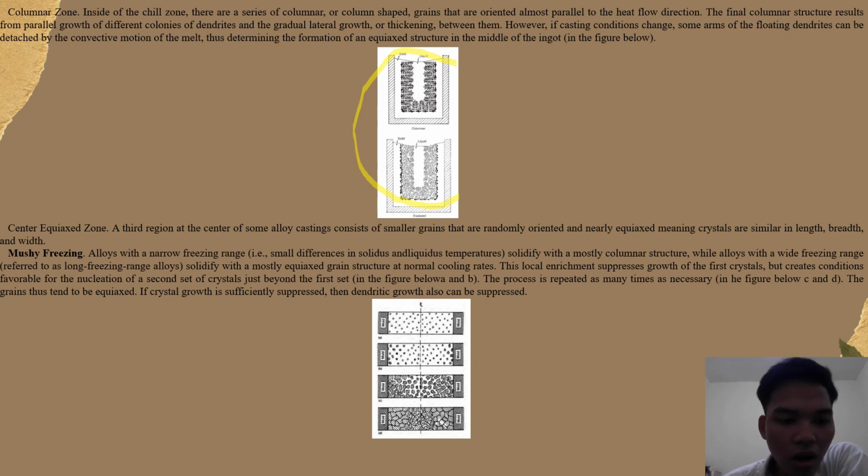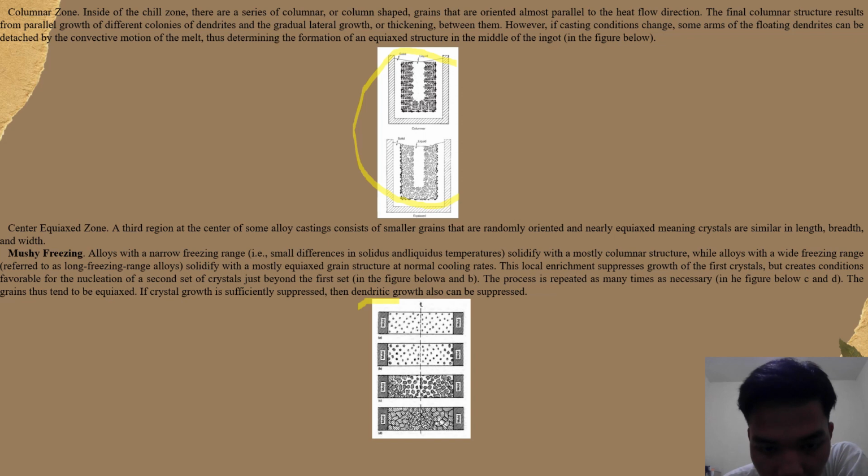Massive freezing. Alloys with wide freezing ranges have a large difference in solidus and liquidus temperatures. Alloys with wide freezing ranges tend to form long freezing grains, with mostly equiaxed grain structure and narrow columns. This local increment suppresses growth of the first crystal, but creates conditions favorable for the nucleation of a second set of crystals just beyond the first, in the figure below.